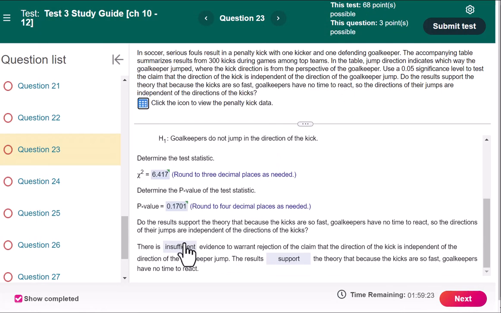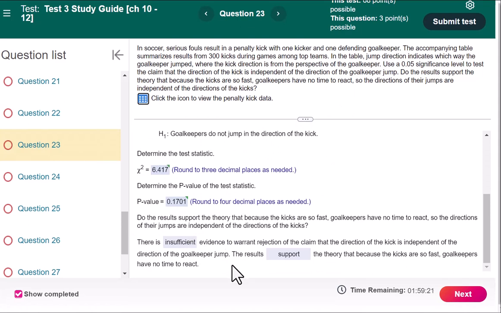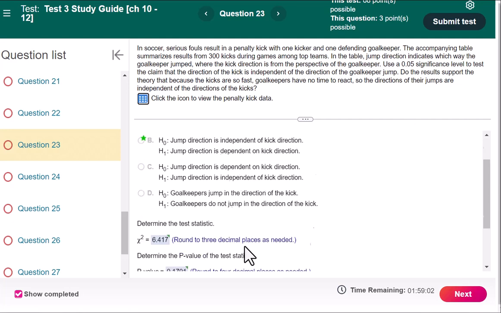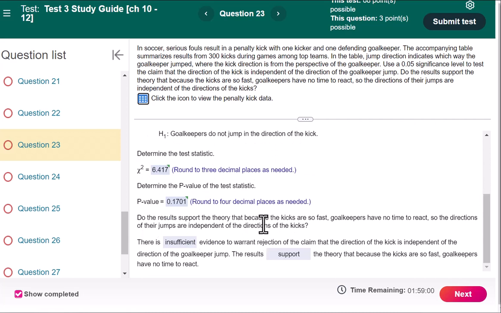Look, fail to reject the null hypothesis, because the p-value is more than alpha. There is not enough evidence to warrant rejection, since he says test the claim that the jump direction is independent of kick direction. That means the claim is in H0. And since we fail to reject H0, we say we don't have enough evidence to reject the claim. You can see that right there.